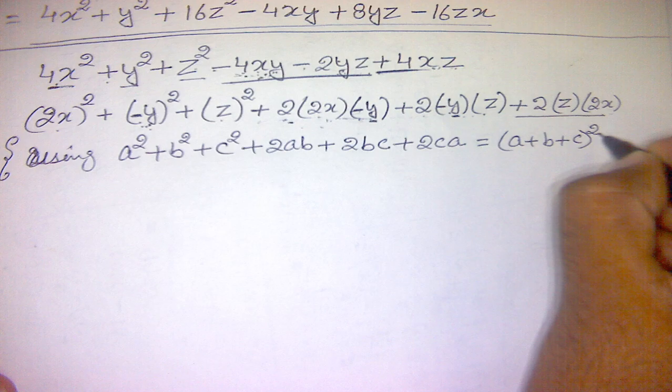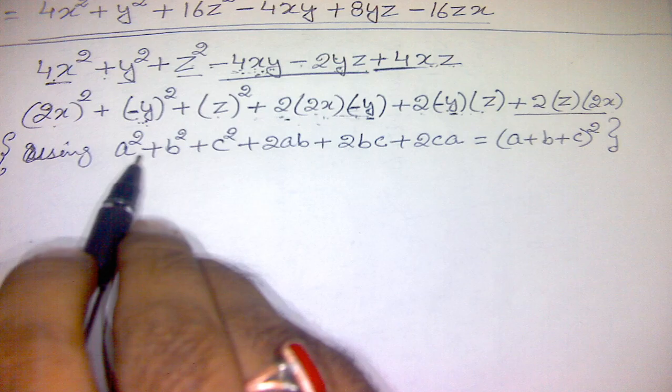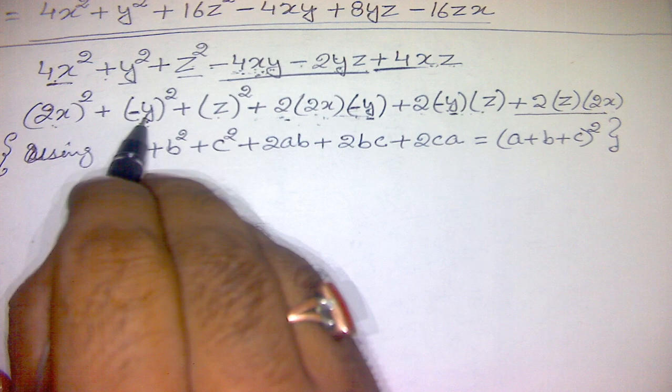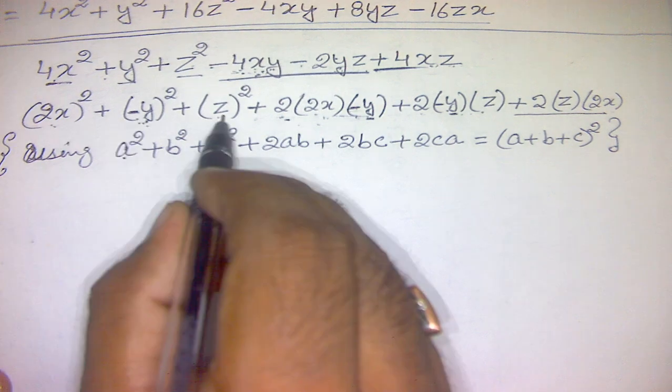Now we are going to use it in the opposite way. So we have this left part now, all the 6 terms from the identity. If you compare them, a gives 2x, b is minus y and c is z. So what will this be equal to now? A plus b plus c whole square.